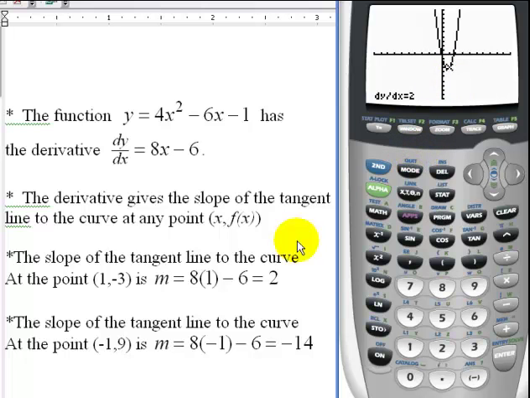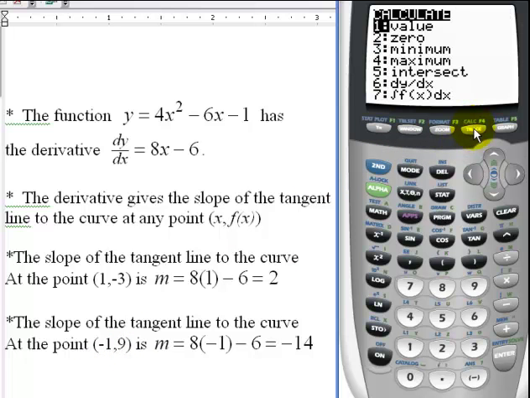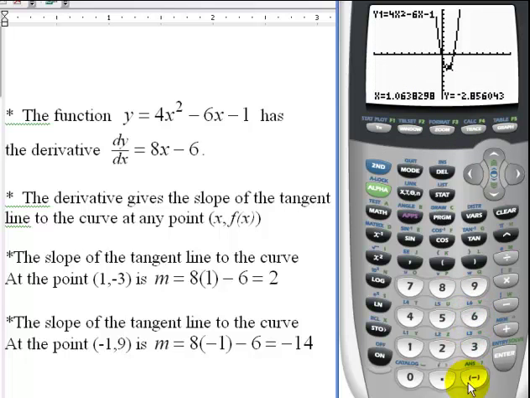Of course, it doesn't tell me the y value is negative 3, but it shows me pretty much where that point is. So to verify the slope of the tangent at x equals negative 1, I'll do the same thing. Let me do second trace, go to the calc menu, I'll punch number 6 to calculate the derivative, and I'll hit negative 1. Click enter, and there is the slope of the tangent at x equals negative 1.